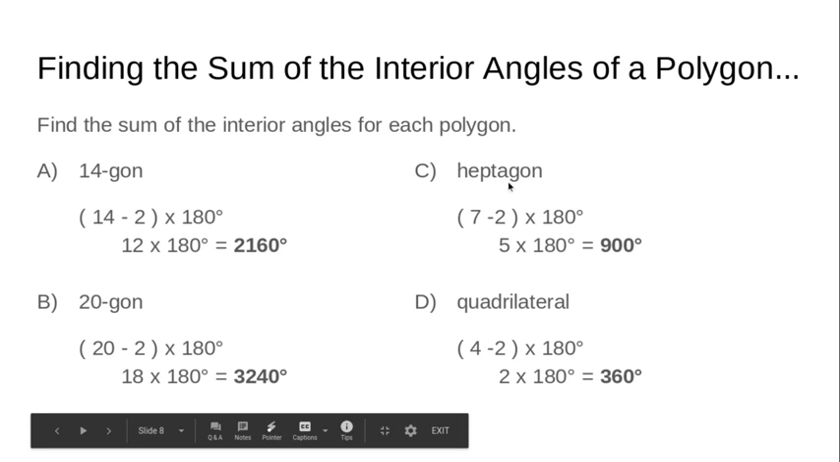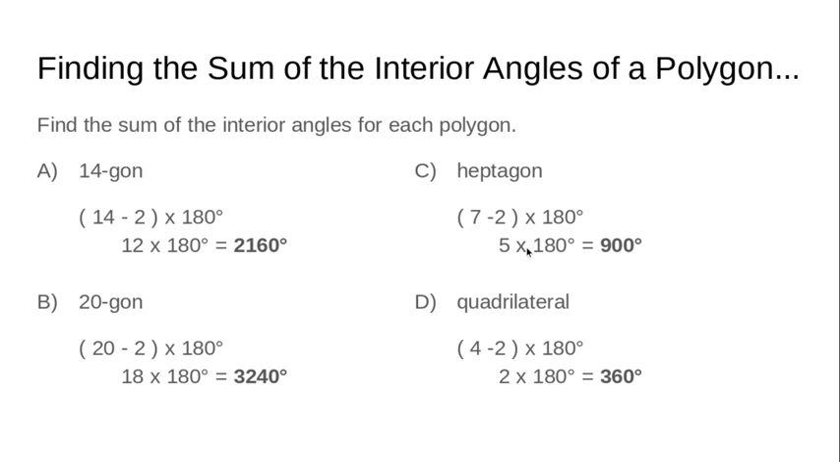Letter C, a heptagon. Hepta is 7. So 7 minus 2 is 5. 5 times 180 is 900. So all of the angles of a heptagon are going to add up to 900.